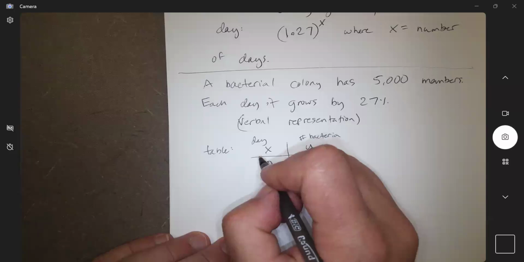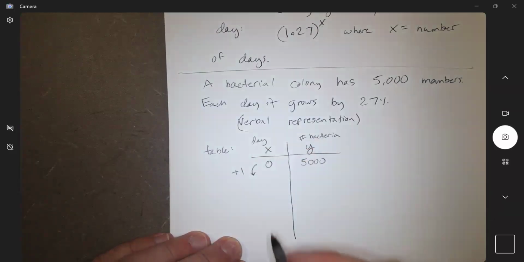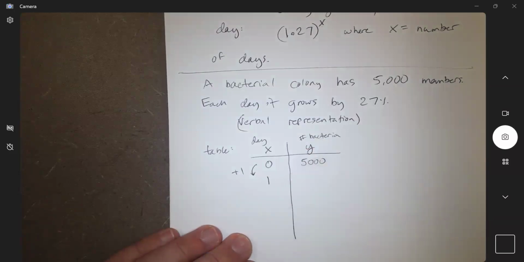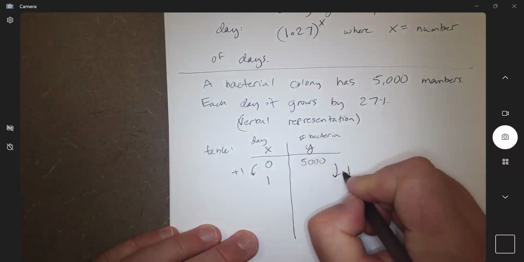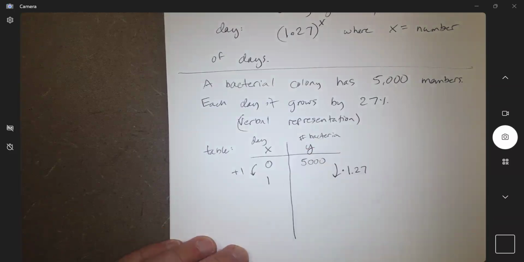Now I'm going to increase my days by 1. So X becomes 1. What's going to happen to that population? It increased by 27%. It's going to increase by 27%, which we represent as multiplying by 1.27. And a calculator can figure that out for us. 6,350.